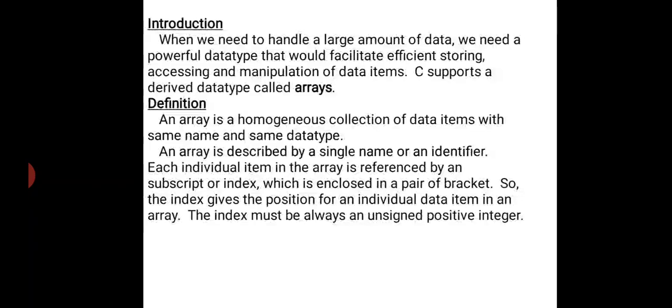Definition of arrays. An array is a homogeneous collection of data items with the same name and same data type. An array is described by a single name or an identifier. Each individual item in the array is referenced by a subscript or index, which is enclosed in a pair of brackets. So, the index gives the position of an individual data item in an array. The index must always be an unsigned positive integer.